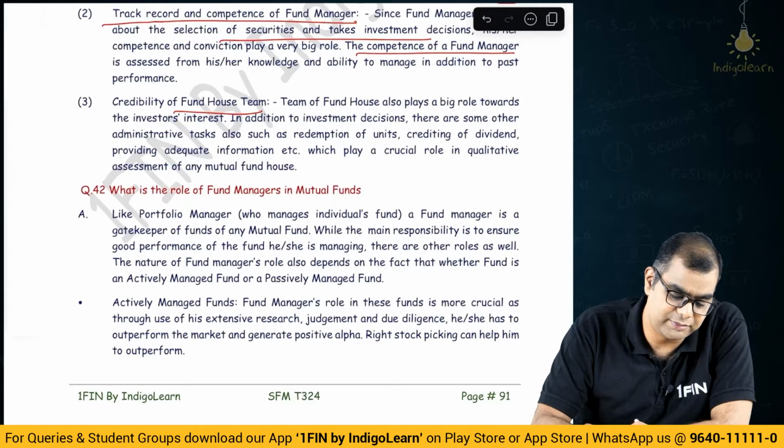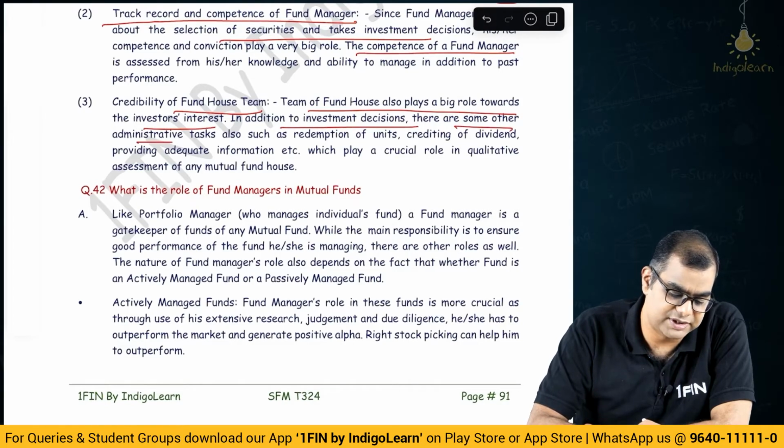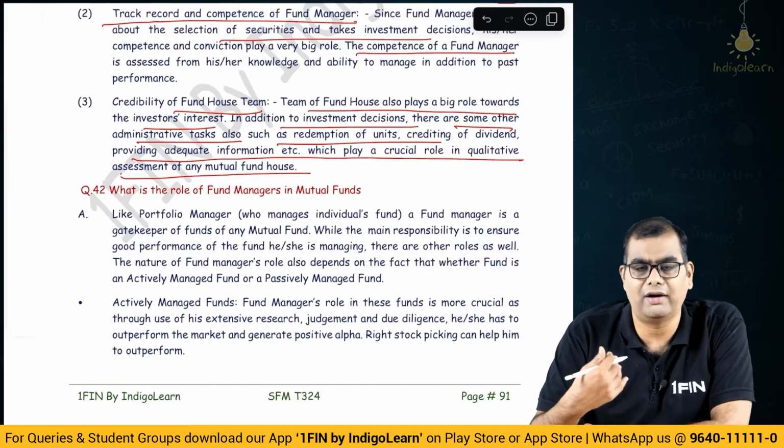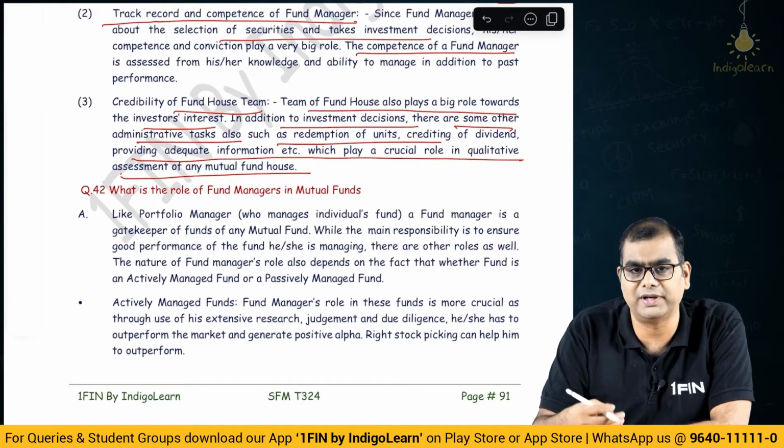Credibility of the fund house and its team also plays a big role towards investors' interest. In addition to investment decisions, there are some other administrative tasks such as redemption of units and crediting of dividend, which play a crucial role in the qualitative assessment of a mutual fund house. So basically, are they doing administrative tasks properly? Are they communicating properly?